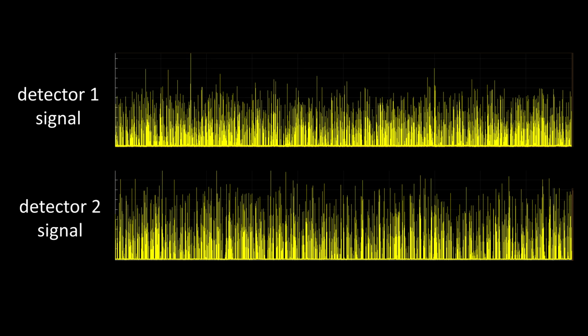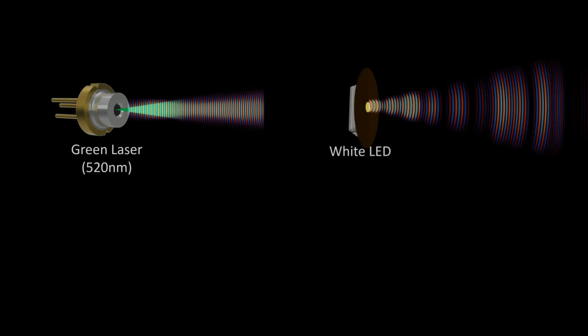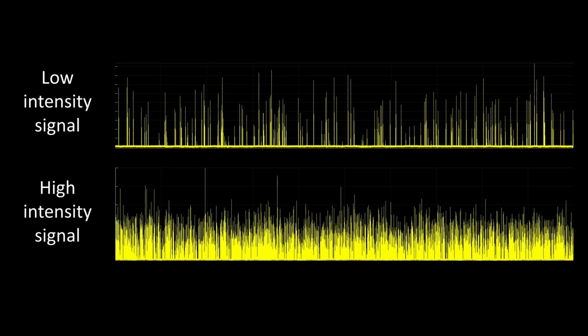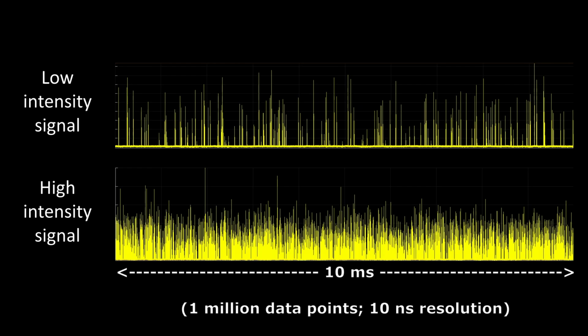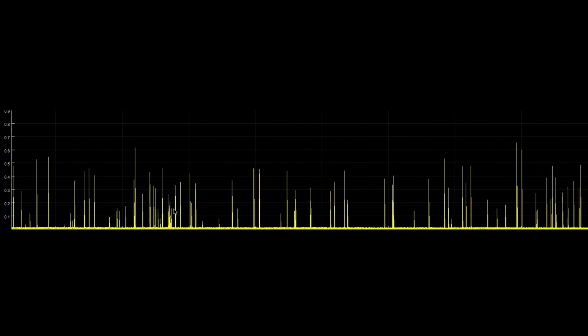So the actual measurement consists of collecting a lot of photon events from both detectors simultaneously, and we'll repeat this experiment for a few different light intensities and for the two different light sources, so the coherent laser light and the incoherent white light. At each intensity, we'll record peaks over a total time interval of 10 milliseconds, multiple times, and in my case, each measurement contains 1 million data points, which brings the time resolution to 10 nanoseconds. And for now, this is more than sufficient to resolve individual photon signals.